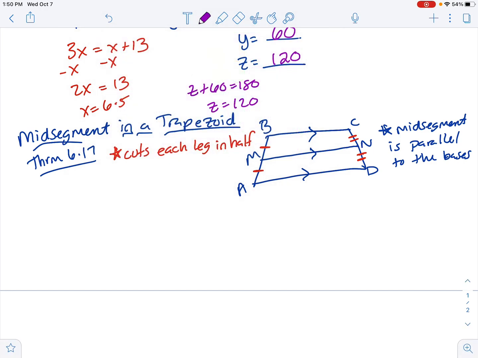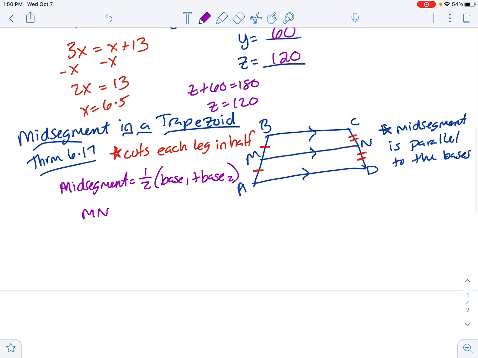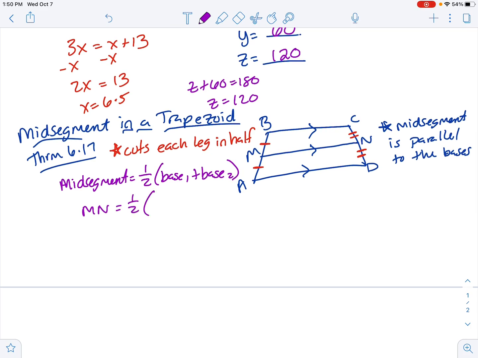We also can find our mid-segment with our mid-segment formula. The mid-segment equals 1/2 of base 1 plus base 2. So if we apply that to this picture, my mid-segment is MN. That would equal 1/2 of base 1, so BC is a base, plus the other base, which is AD. You need to know this formula for sure, so make sure you have it written down.